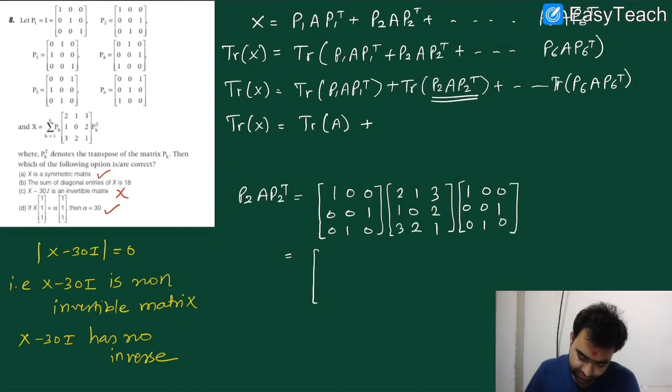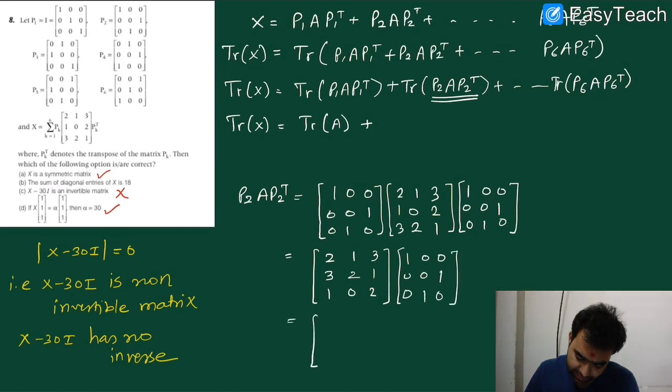Okay, now if I multiply first and second matrix, I'll get 213, then 321, and then 102, into 100 001 010. So here if I multiply this, I will get 2, then 3, then 1, then here I'll get 3 1 2, then here I will get 1 2 and 0. Okay, now if you calculate trace of this and if you calculate trace of A, now what is trace of this?